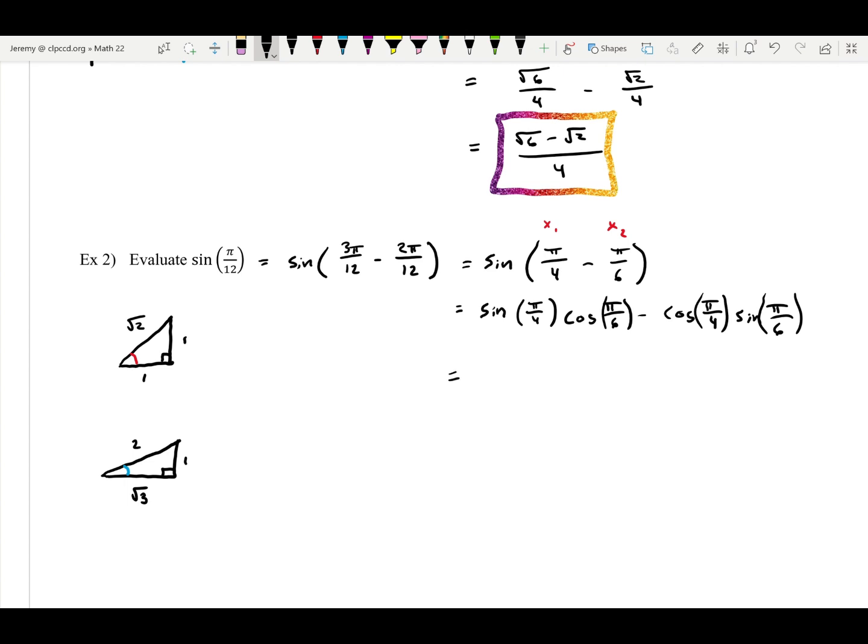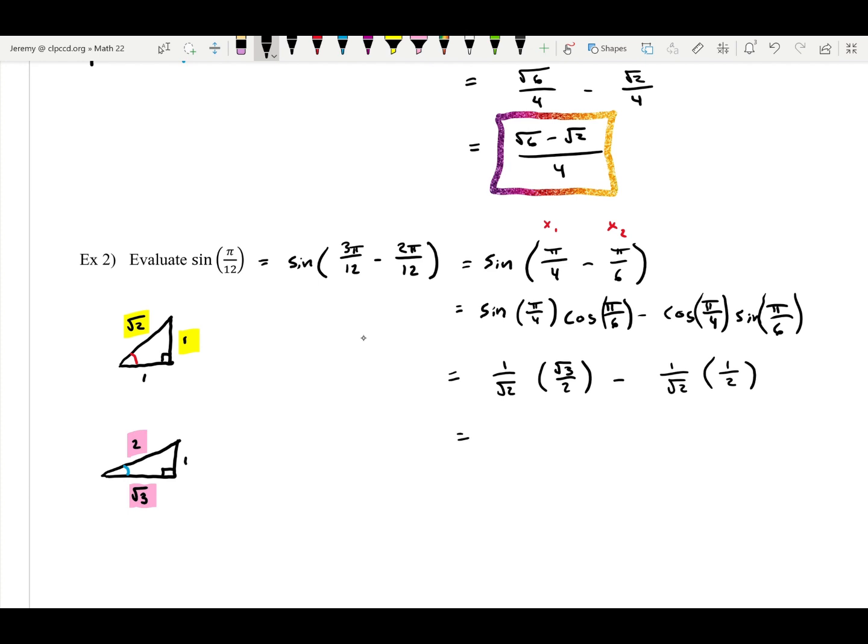So sine of pi over 4 is opposite over hypotenuse. So that'll be 1 over root 2. Cosine of pi over 6. Cosine is adjacent over hypotenuse. So that'll be root 3 over 2. Minus cosine of pi over 4, which is 1 over root 2, times sine of pi over 6, which is 1 over 2.